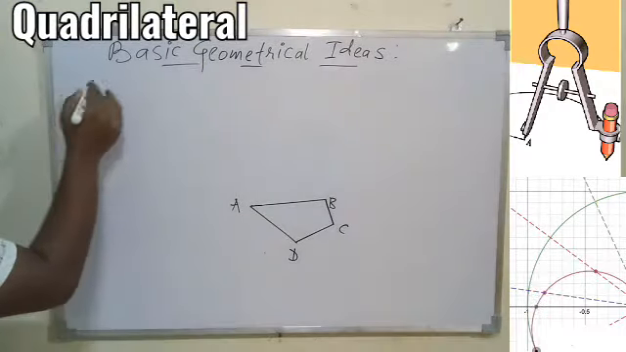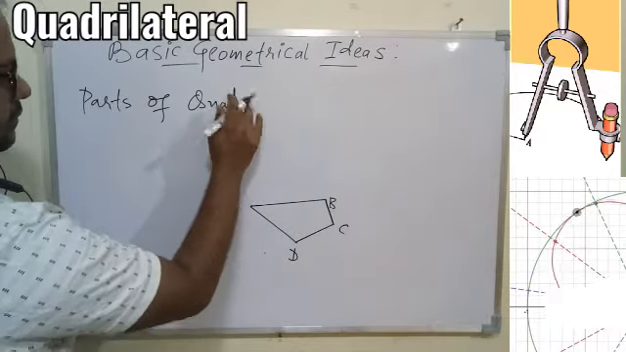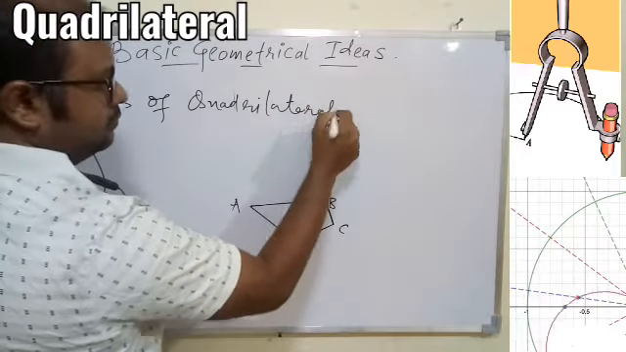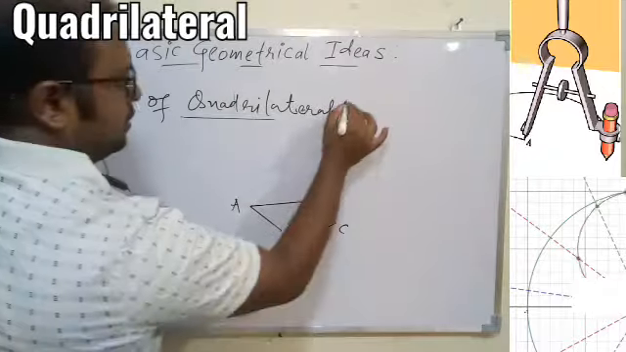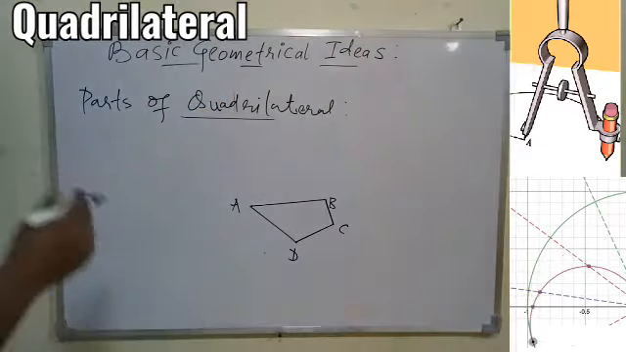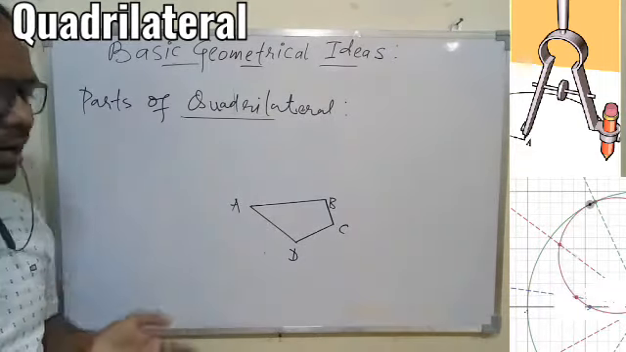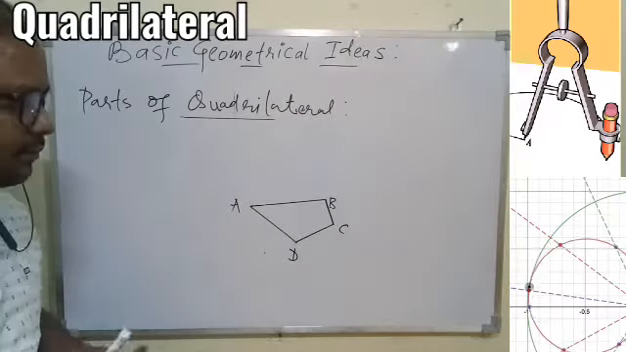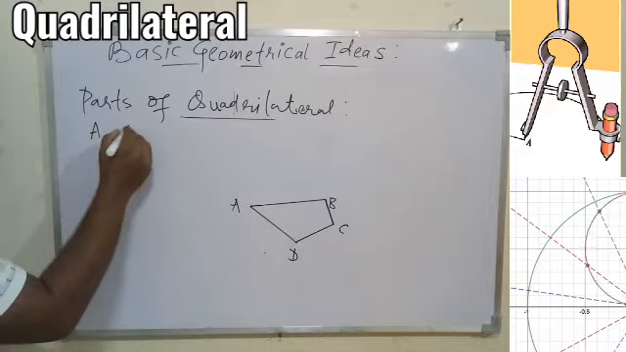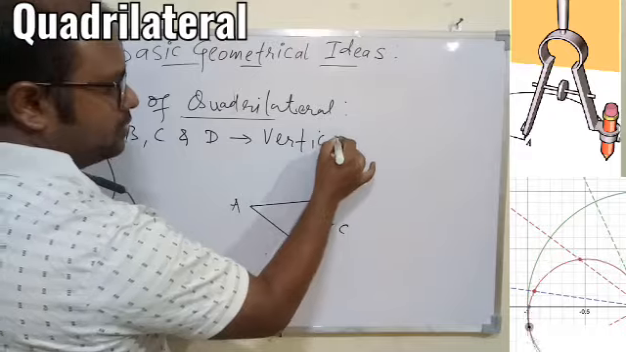The next thing we have is the parts of a quadrilateral. Let's understand what the different parts are. Very first, it is understood that A, B, C and D are the vertices of this particular polygon that we have already understood. So we can say points A, B, C and D are vertices.